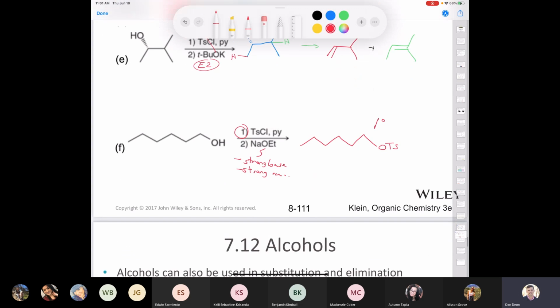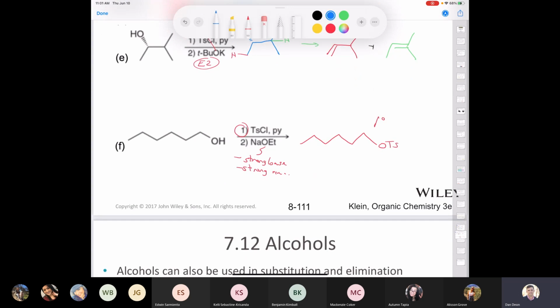It's going to be SN2 that would predominate. So the major product would be the SN2. There's no chiral center to worry about. So SN2 would give you this. We have OEt. This would be your major product.